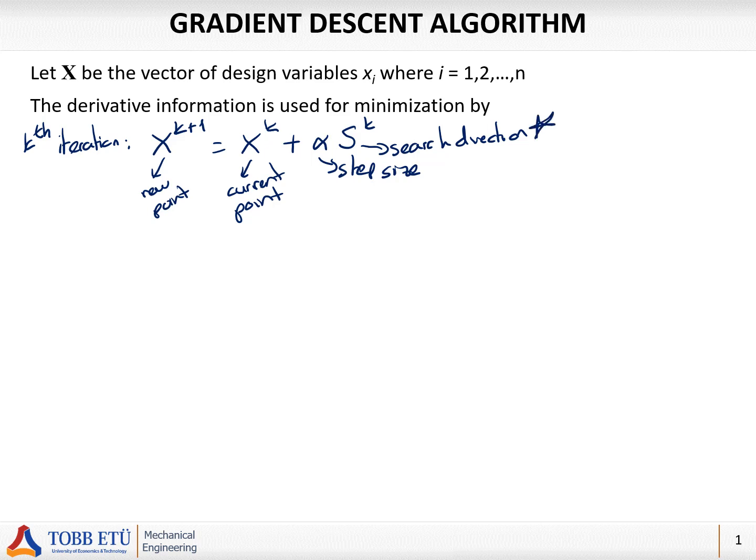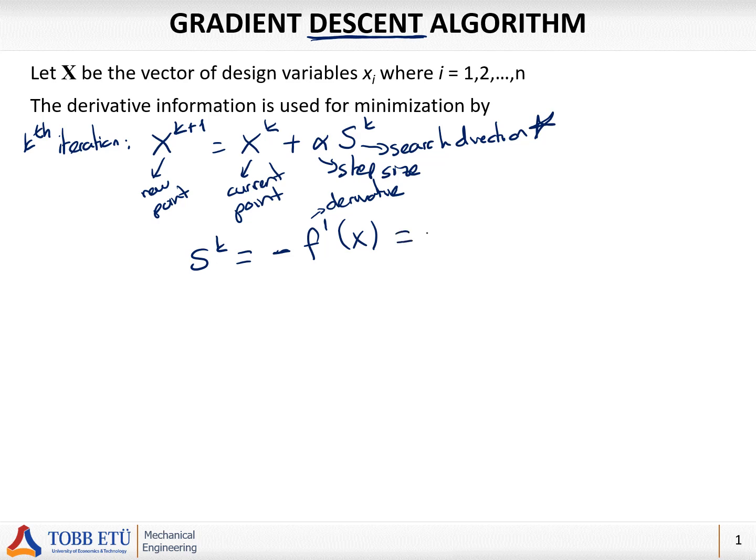And actually we use this gradient information or derivative information for S. And Sk, for instance, can be calculated as minus f prime x. F prime means the gradient, the derivative. And minus means it is going downward. So that's why it's called the gradient descent algorithm. If this is positive, then we can say it is a gradient ascent algorithm. So for minimization, we usually use gradient descent. For maximization, we use gradient ascent.